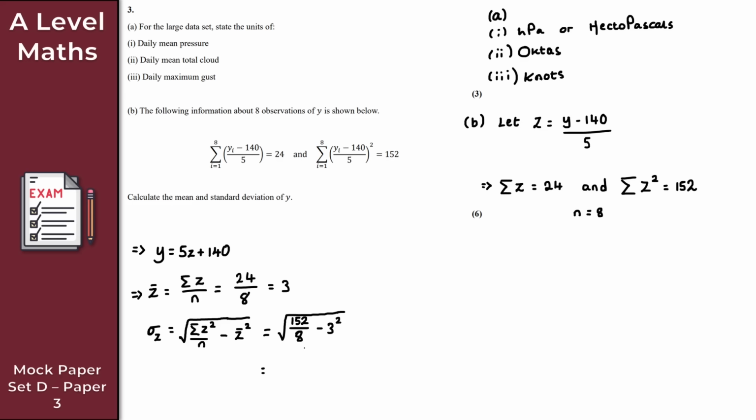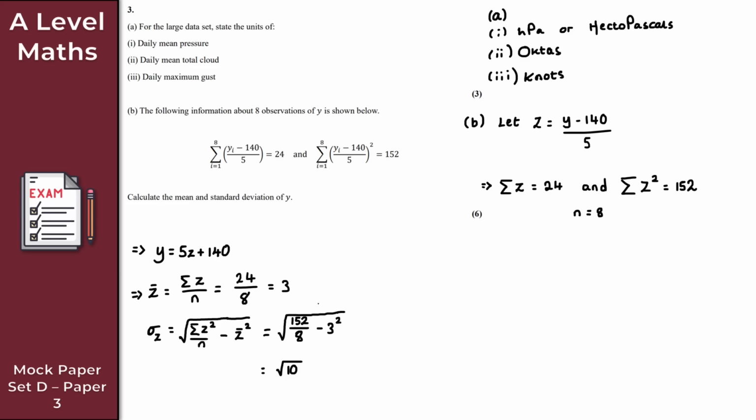152 over 8. What is that? That's going to be 19. That's going to be 9. That's going to be root 10. That gives me 10 there, like so. And then I've got root 10 here for the standard deviation in terms of z, right? So let me just double check this up to now.